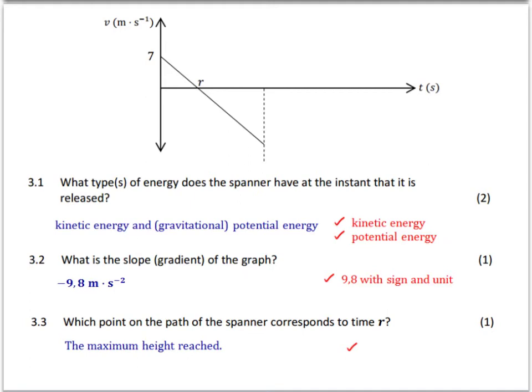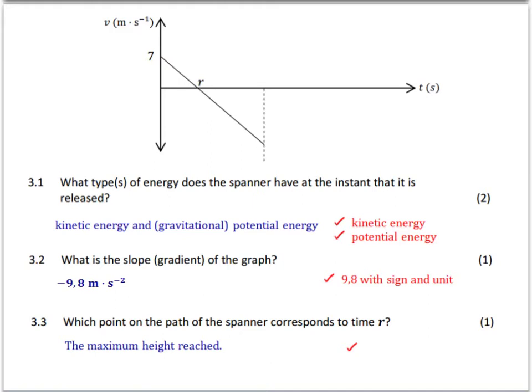Because your object is initially moving up, it must have kinetic energy due to its motion, and because it starts out above the ground, it must initially have gravitational potential energy. In order to get 2 marks here, you did need to list both types of energy.